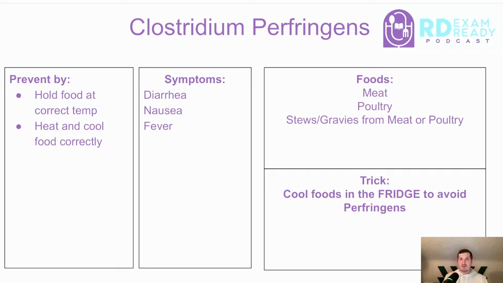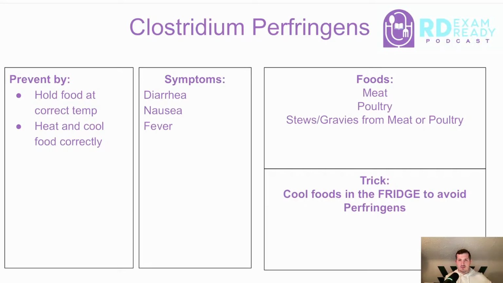For your symptoms of Clostridium perfringens, we're going to have diarrhea, nausea, and fever. Those are going to be the major things that you see with that. So make a little note of that fever too. That'd be a good thing to remember as well. For your foods, we're going to think of meat, poultry, stews, and gravies that have meat and poultry in them. Those are going to be your major sources of foods that can develop Clostridium perfringens.